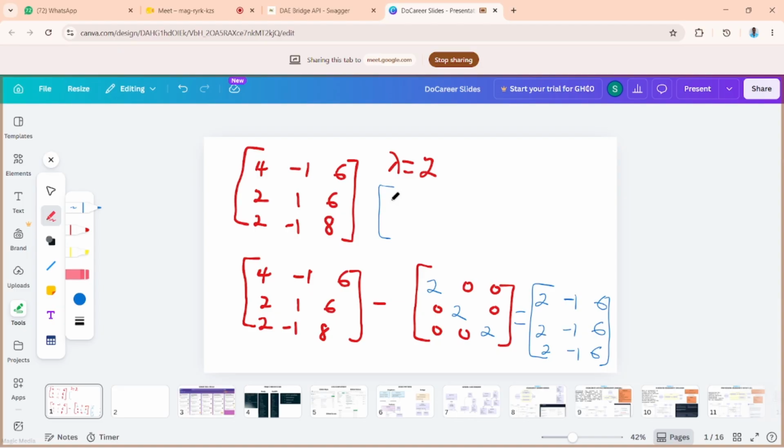So you find the augmented matrix now. For the augmented matrix, we just add an additional column, making it 0, 0, 0. This is the augmented matrix. Then we find the REF.